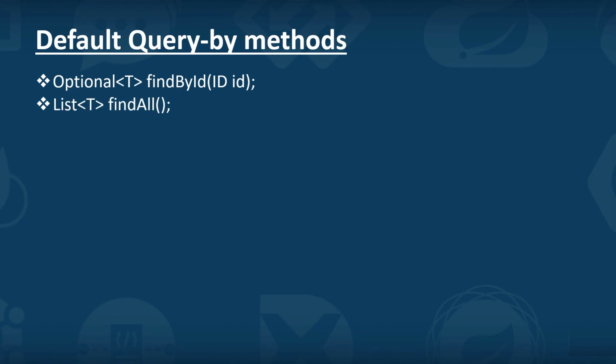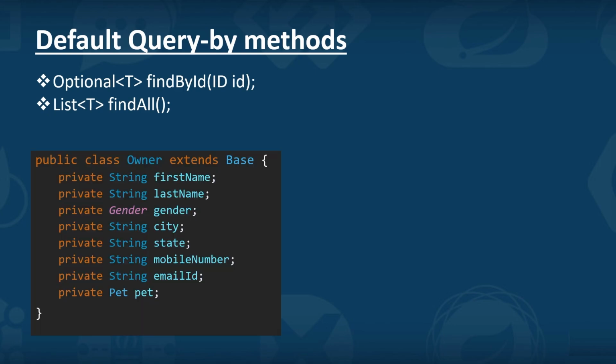Then the other one was find all. So this find all was returning you the complete list. It was not accepting any input. So by default, basically for finding, we were having only these 2 methods. But the question is, let's say we are having a class like this, owner, where we are having first name, last name, gender, city, state, mobile number, email ID. Then we have pet. Within the pet also further we have so many things.